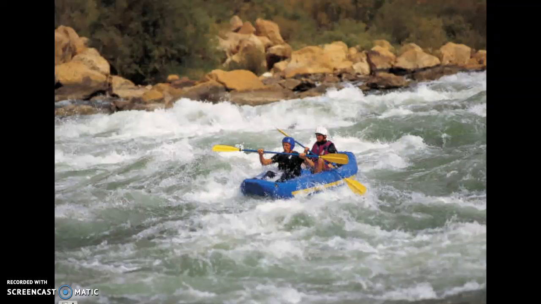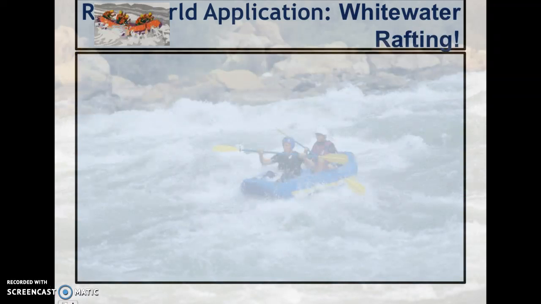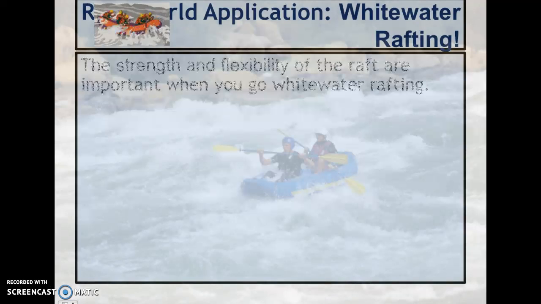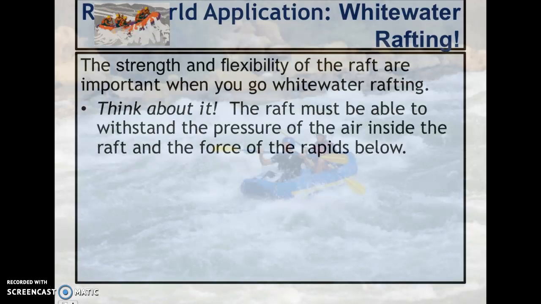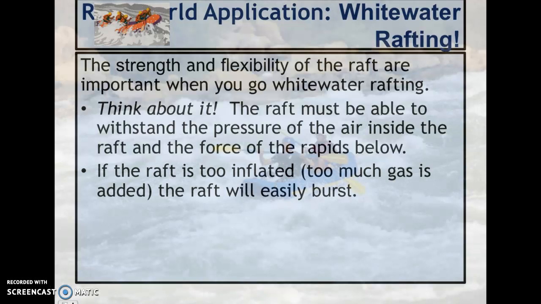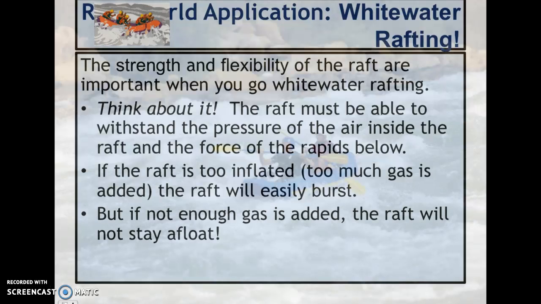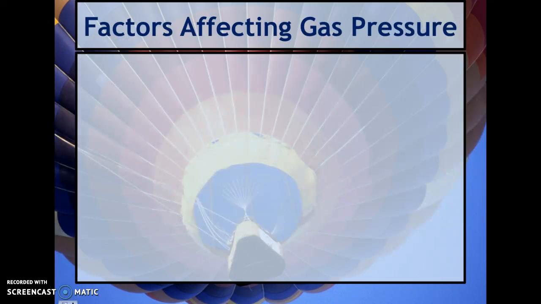Let's look at a real-world example. Whitewater rafting. The strength and flexibility of the raft are important when you go whitewater rafting. Think about it. The raft must be able to withstand the pressure of the air inside the raft and the force of the rapids below. If the raft is too inflated, too much gas is added. The raft will easily burst. But if not enough gas is added, the raft will not stay afloat.